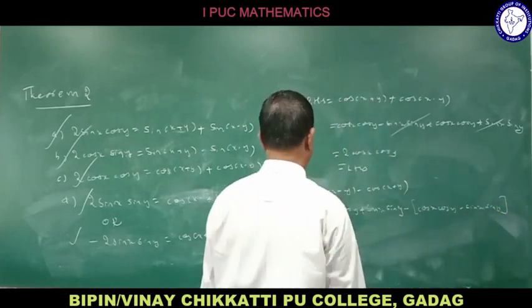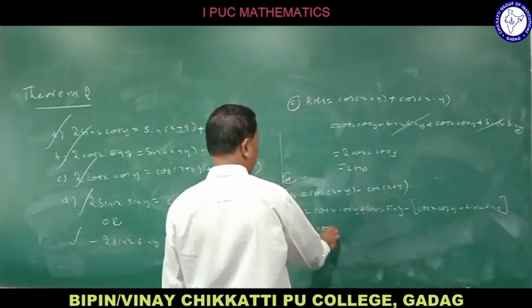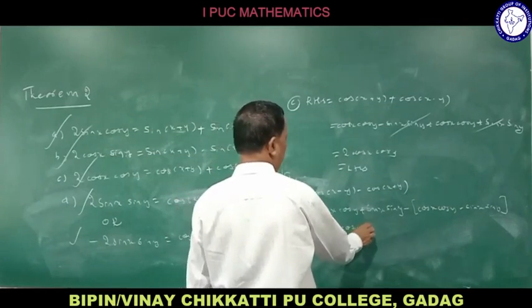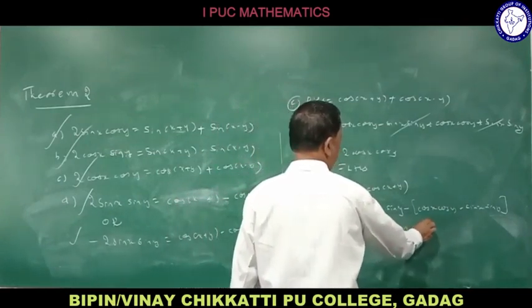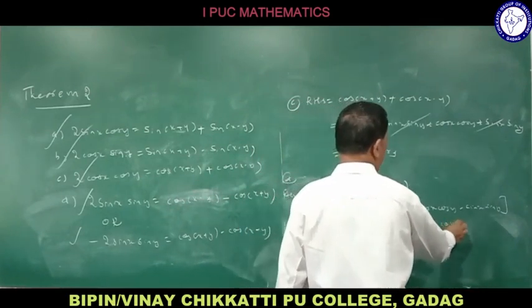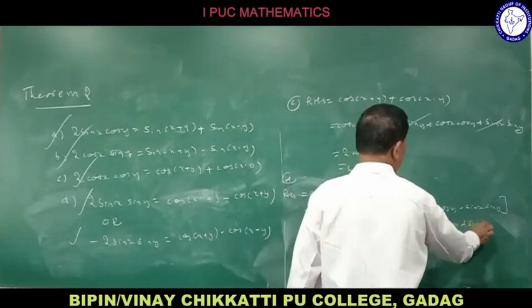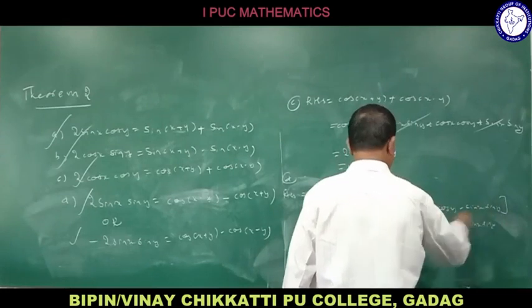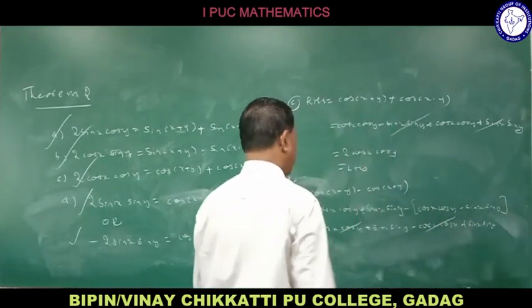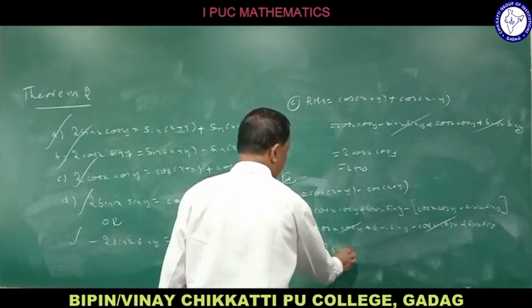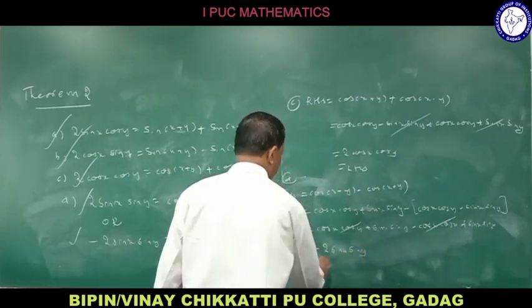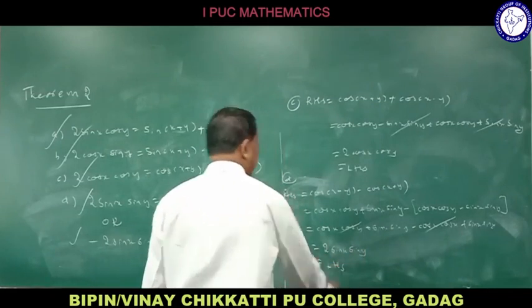And here you understand that cos x cos y plus sin x sin y minus cos x cos y plus sin x sin y. Cos x cos y is cancelled. What result have you got? 2 sin x sin y. So this is LHS.